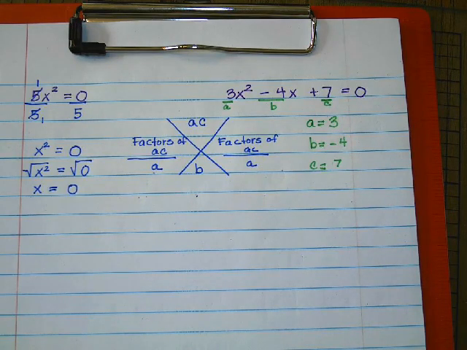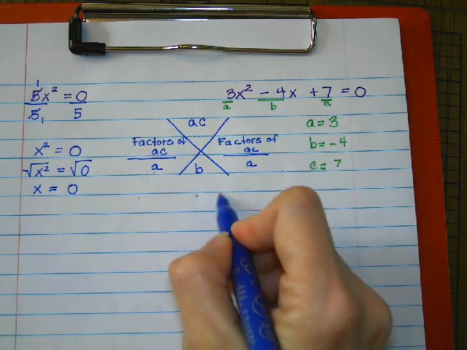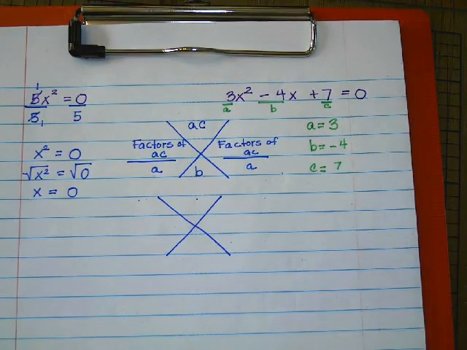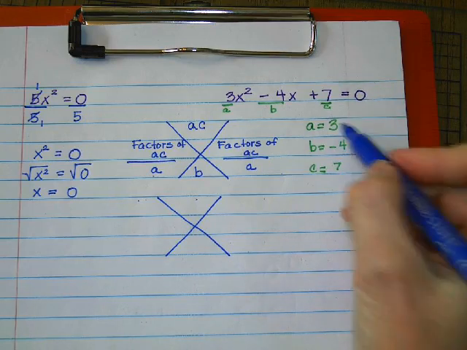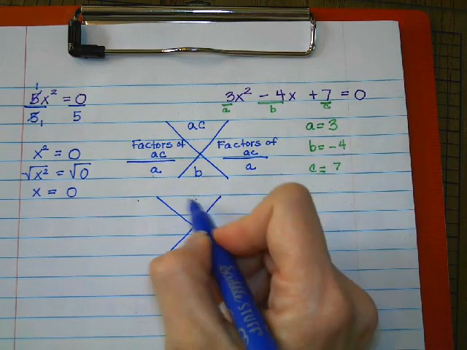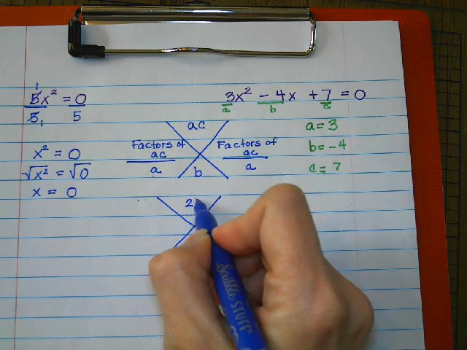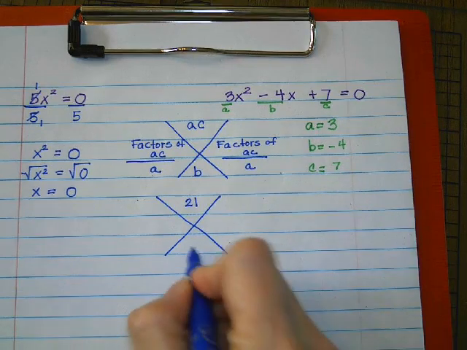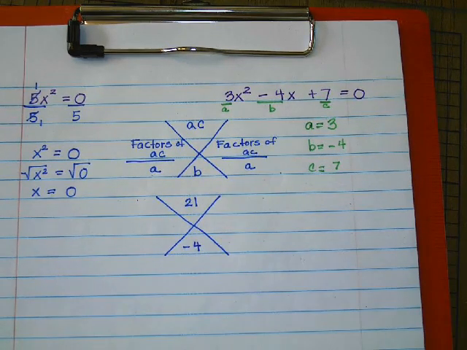All right, so now we're going to go ahead and do our own little X box. So here we go. All right, so A times C would be 3 times 7, which is 21. Now we're going to do our B value. What is our B value? That's right, Jeremiah Burton. It is -4. So we're going to write that down.